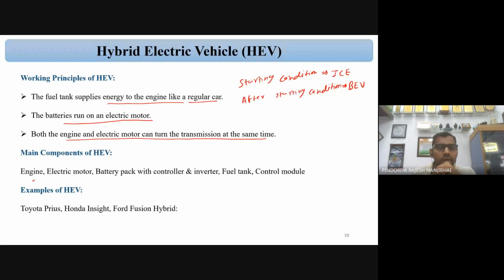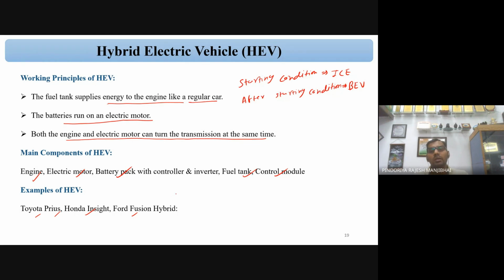Main components: engine, electric motor, battery pack with controller and inverter, fuel tank and control module. Examples: Toyota Prius, Honda Insight, Ford Fusion Hybrid. So various companies have designed hybrid electric vehicles also.